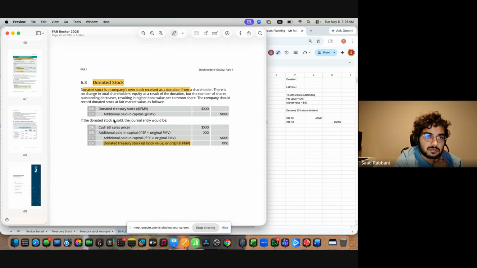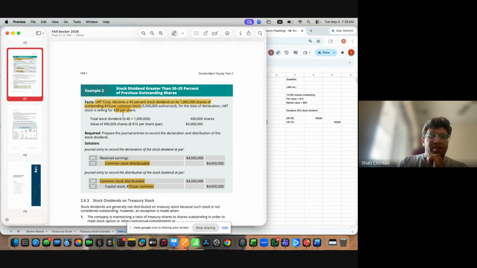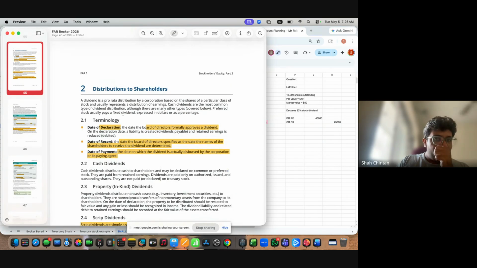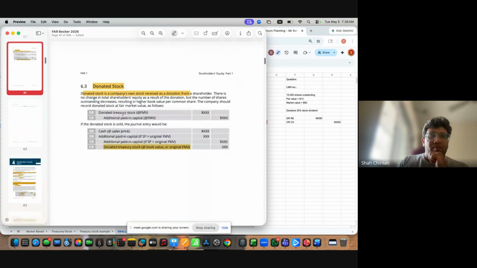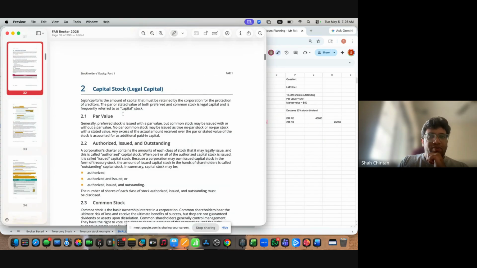Okay. ठीक है, again not expecting a lot of things from here. ये chapter में only the important thing is first two examples and stock dividend, small dividend, large dividend, plus your cost method and par value method. Those are the important concepts.